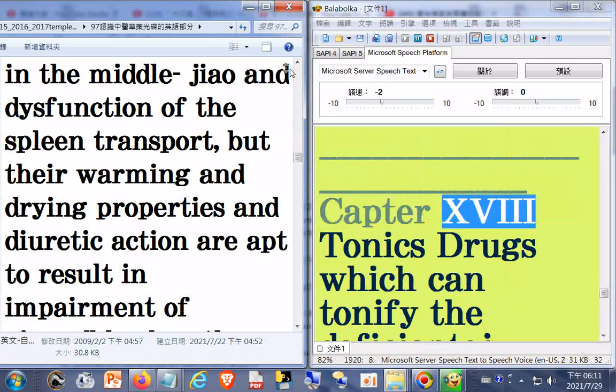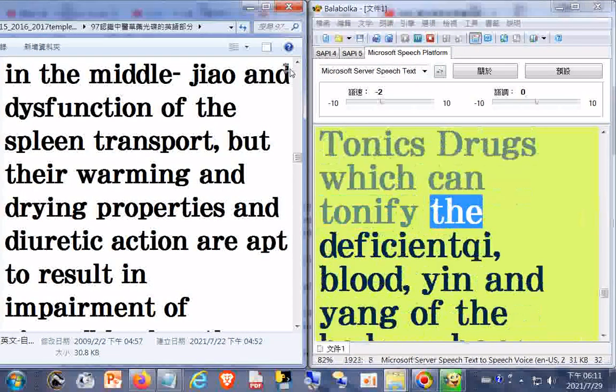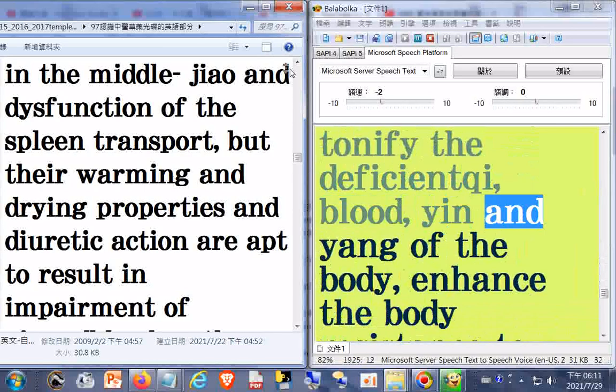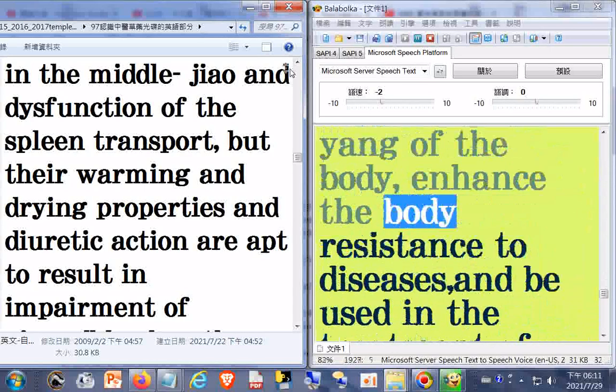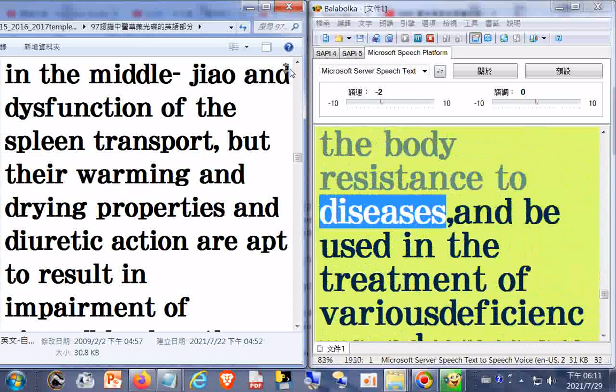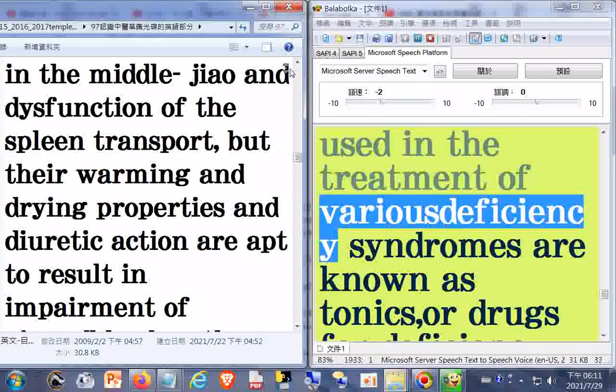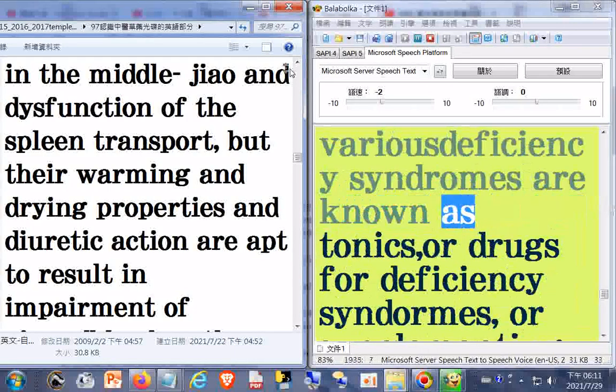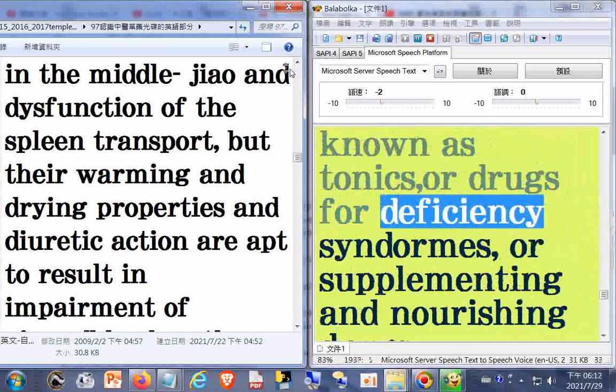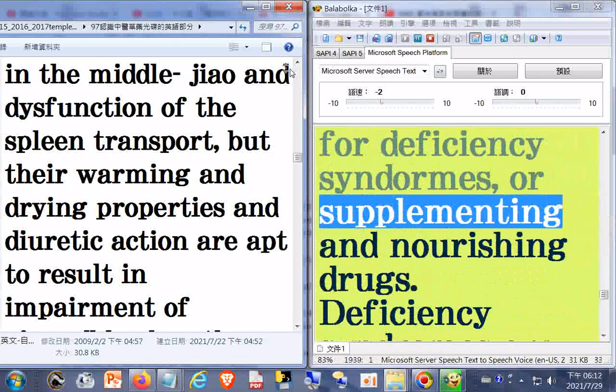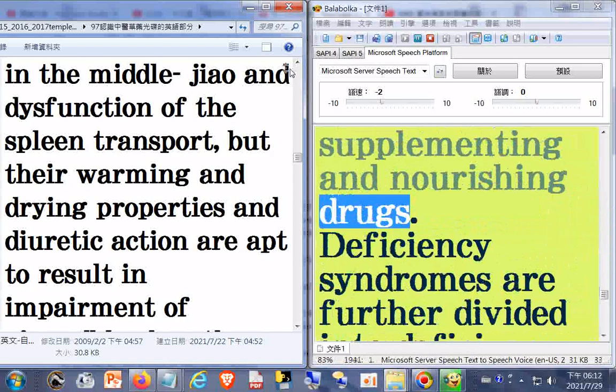Chapter 18 Tonics. Drugs which can tonify the deficient qi, blood, yin, and yang of the body, enhance the body resistance to diseases, and be used in the treatment of various deficiency syndromes are known as tonics, or drugs for deficiency syndromes, or supplementing and nourishing drugs.